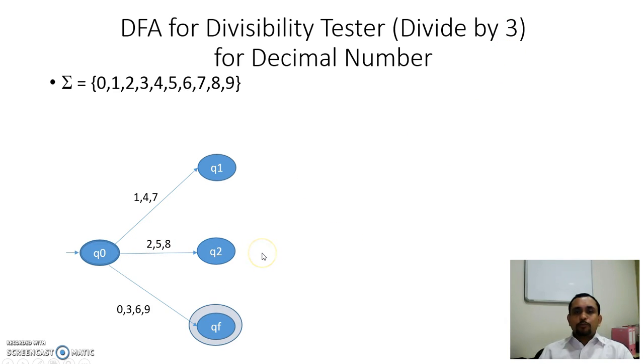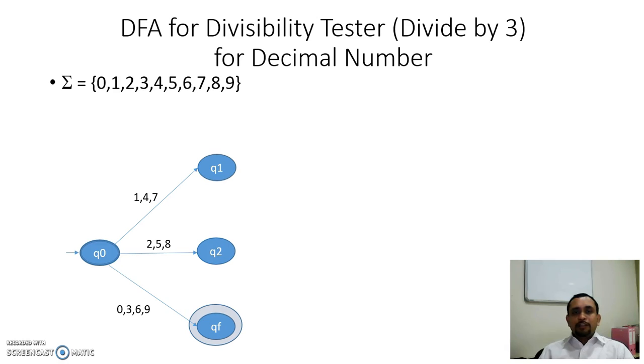The third and most important case is when the remainder is 0. The symbols are 0, 3, 6 and 9. On occurrence of any of these, we must reach QF and declare that the input is accepted.